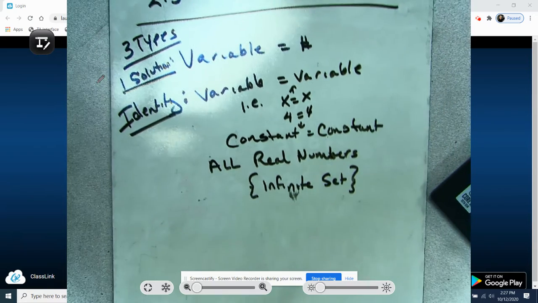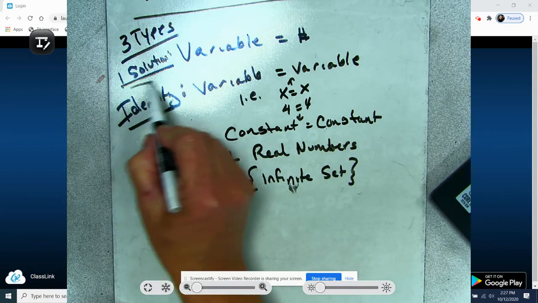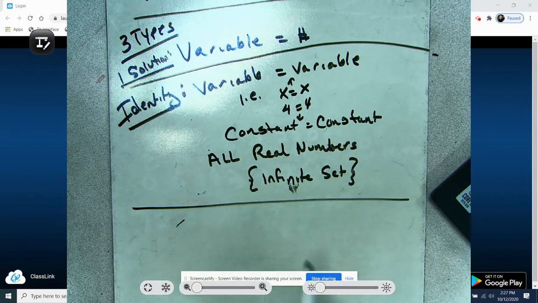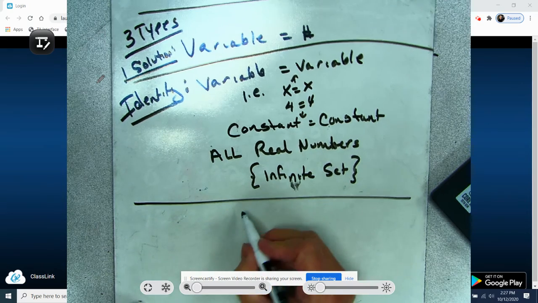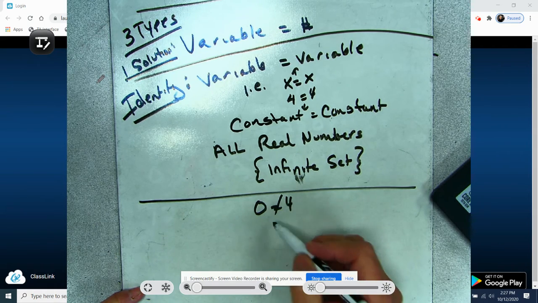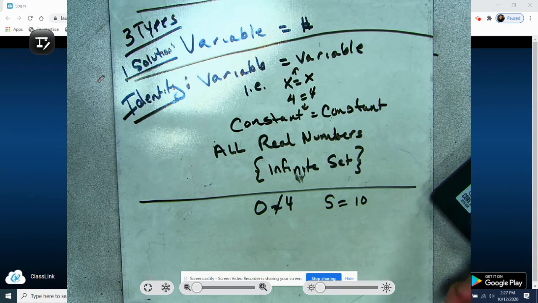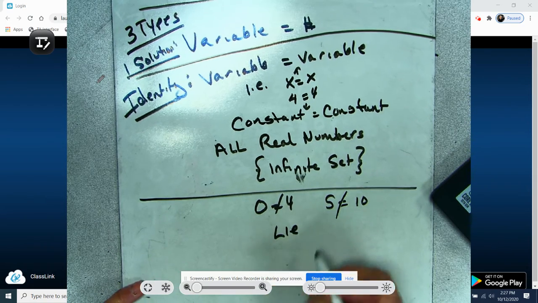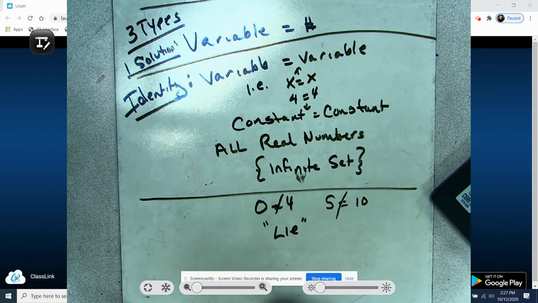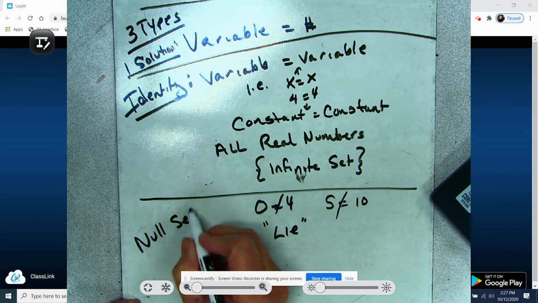Now, the last kind of problem you have is where you have a lie. For instance, you could have a situation where you're finished the problem and it says 0 equals 4. Well, we know 0 does not equal 4. Or if it says that 5 equals 10. Well, we know that doesn't equal. So when we have a lie, this is a lie. When your math lies to you, this is called a null set. So this is null set.